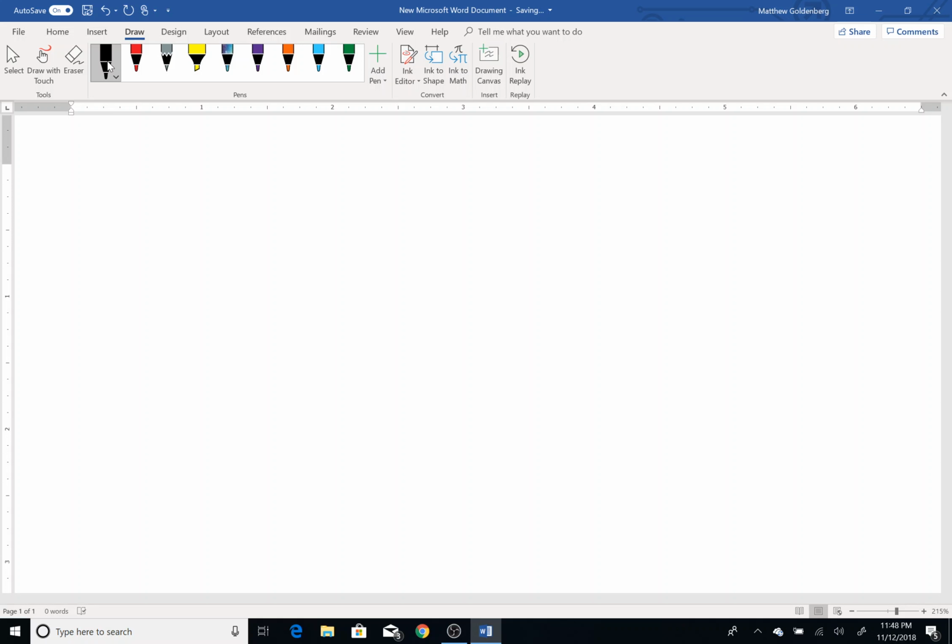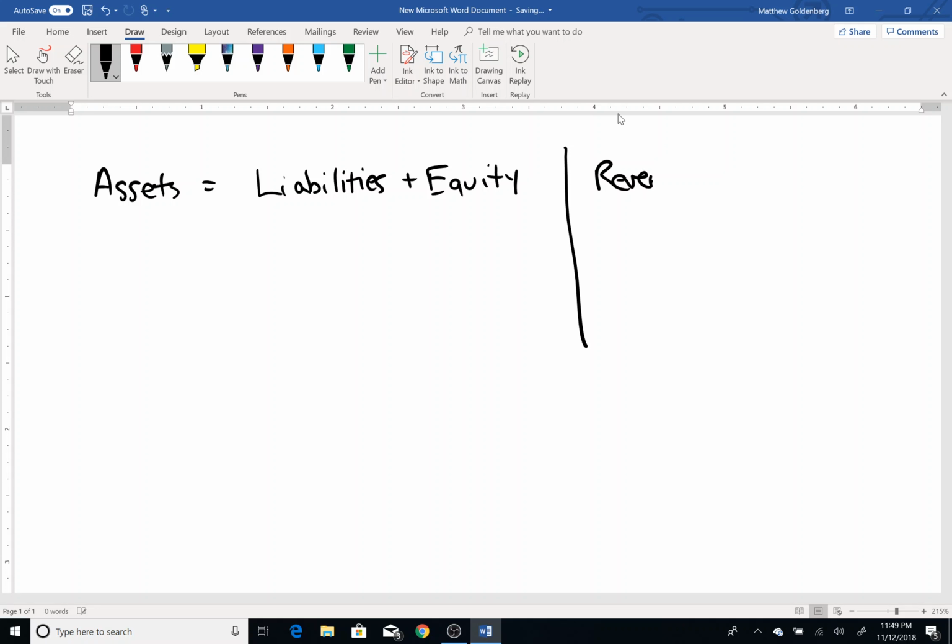Hey guys. So now that we talked about statement of stockholders' equity, I really want to bring you back to what we started this out with. We got assets are equal to liabilities plus equity. I want to add something to that now, and this is our subject for today: revenues and expenses.